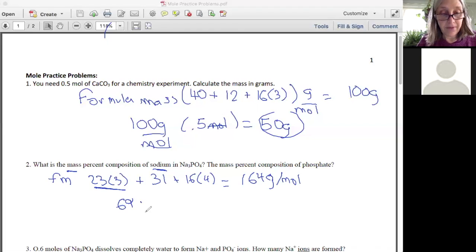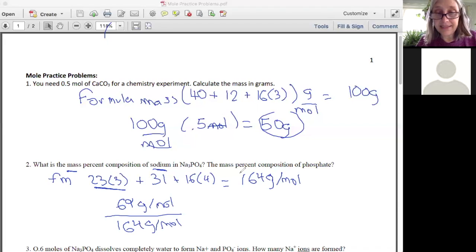And we can, again, write our units here, but they are going to cancel in this case. So we've got 69 grams per mole divided by 164 grams per mole, which is the total mass of this whole thing. So this is the amount of mass that is due to sodium. This is the total mass.